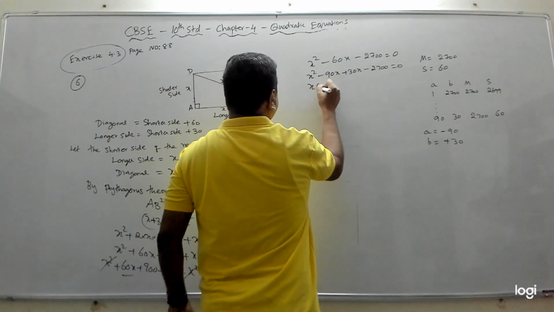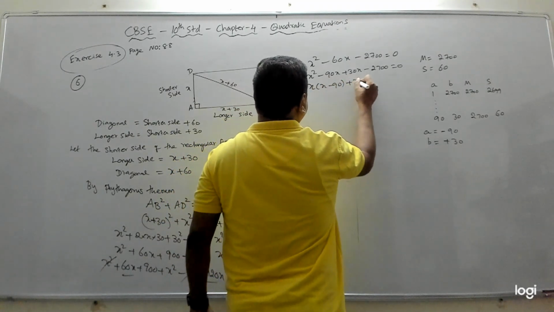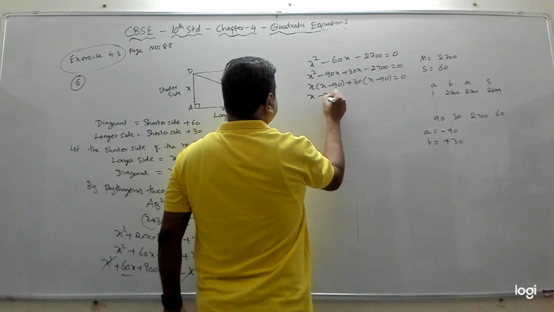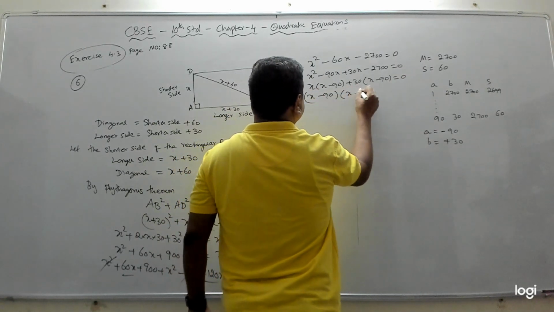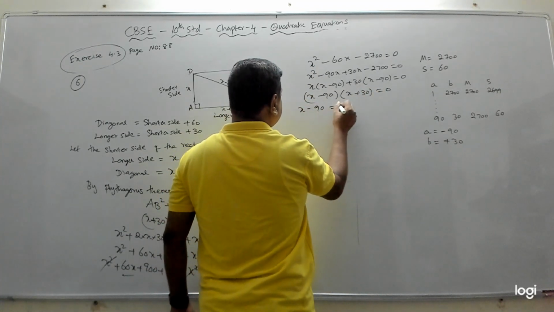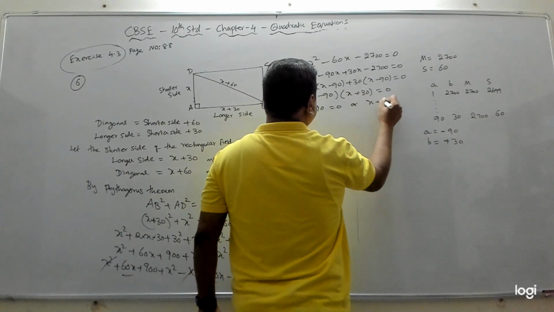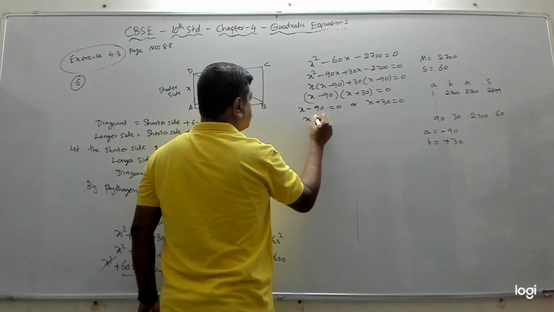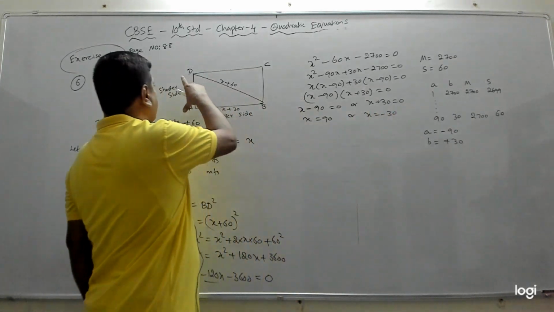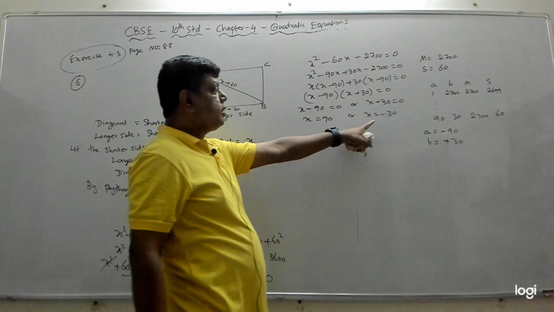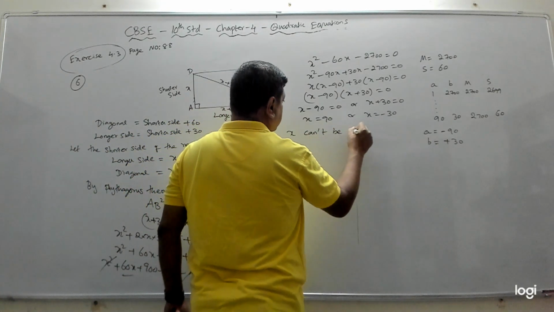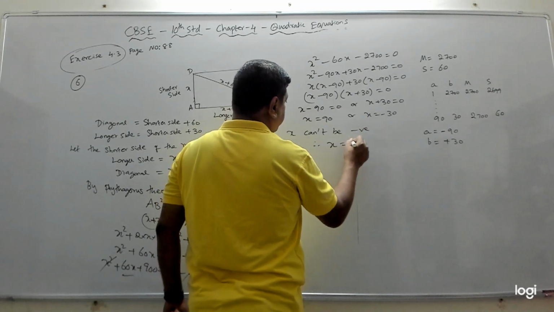Now if I take x common, I get x minus 90 plus 30 times (x minus 90) equal to 0. Then x minus 90 is common, so you get (x minus 90)(x plus 30) equal to 0, which means x minus 90 equal to 0 or x plus 30 equal to 0. So x is equal to 90 or x is equal to minus 30. But x is the length of the shorter side, so x cannot be negative. So we cannot take this value. Therefore, x should be 90.